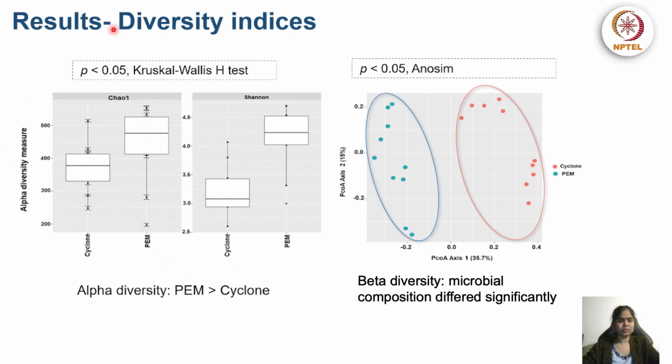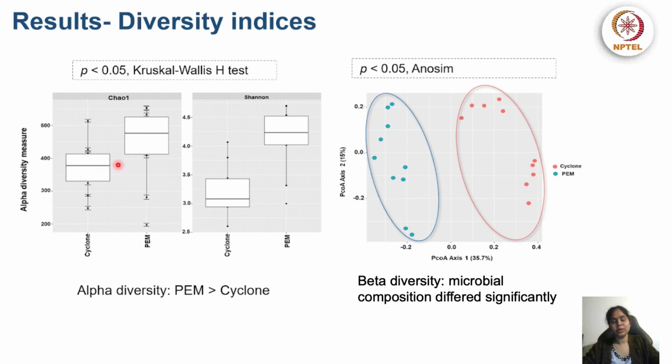If we look into the first figure, this is the alpha. The y-axis represents the richness index, and the x-axis shows the sampler names. If you see the diversity indices for the PEM sampler, for Chao1, it is high. The median is more than 450. But for the cyclone, it's closer to 375. So there is a variation in abundance. There are more species in the PEM sampler, and the species are highly abundant in the PEM sampler compared to the cyclone sampler.